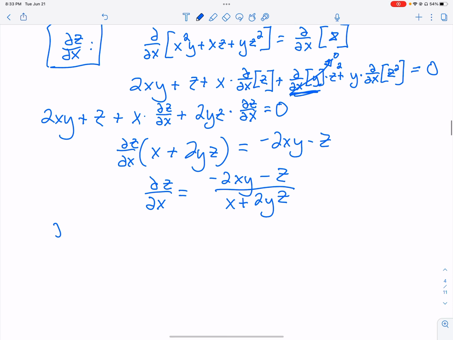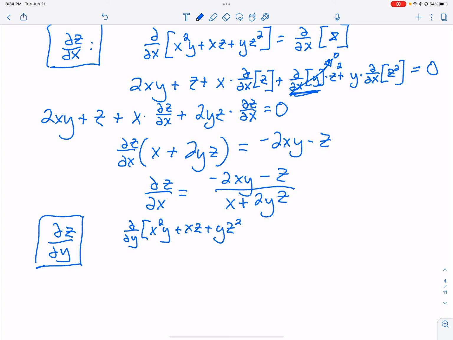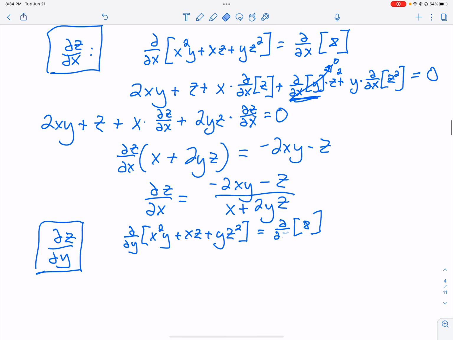All right, let's do partial z with respect to y. So again, we're taking the partial. I'll try to write kind of small here because we're going to run out of space on my screen. I've got x squared y plus xz plus yz squared equals the partial derivative with respect to x of 8. Not x this time, but y. Doesn't matter on that side, but let's be correct. All right, so this with respect to y now. So I have x squared, because that's just a constant. Xz is a constant, so it's gone. And then yz squared, I just get z squared.